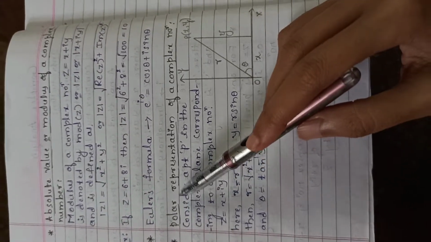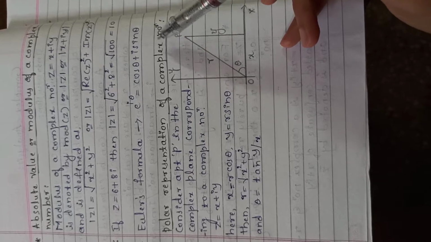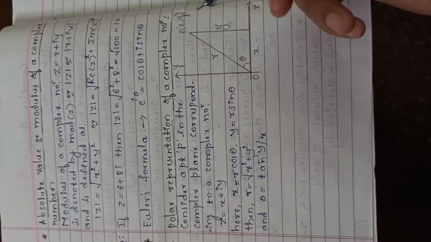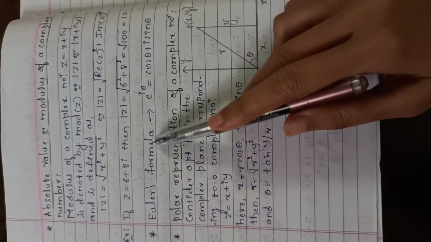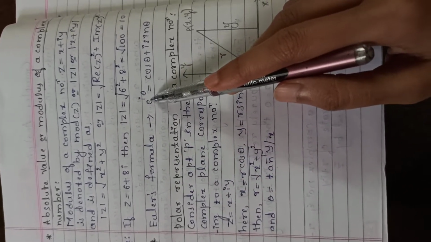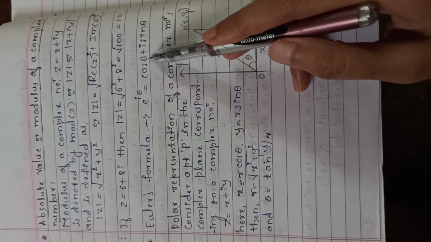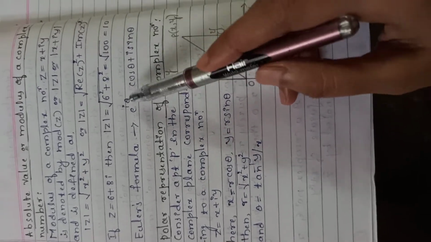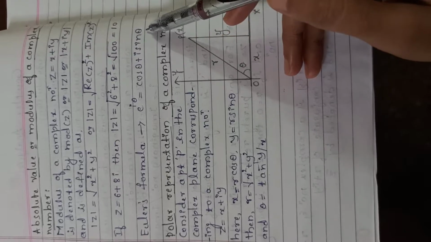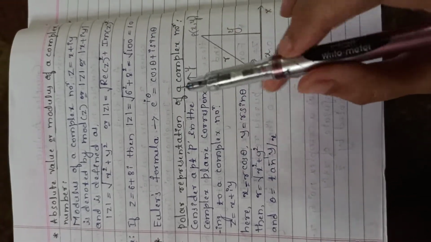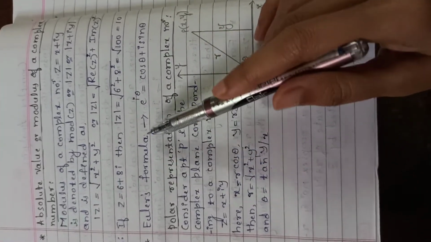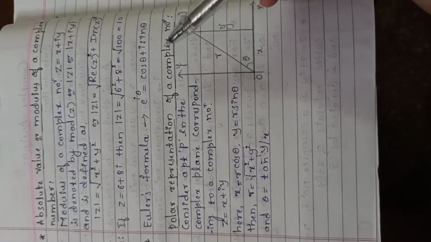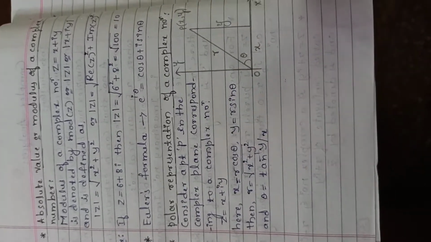Next concept is polar representation of a complex number. We have to represent a complex number in the polar form. For that, we have to use Euler's formula, that is e to the power of i theta is equal to cos theta plus i times sin theta. You studied this formula in your 5th semester in numerical analysis under the chapter differential equations. We have to make use of Euler's formula to represent a complex number in the polar form.